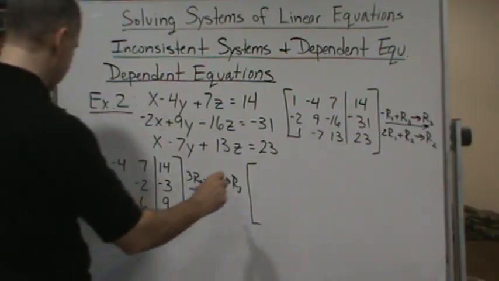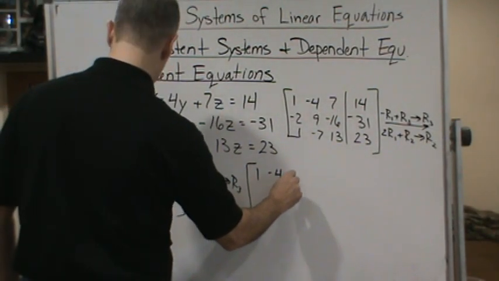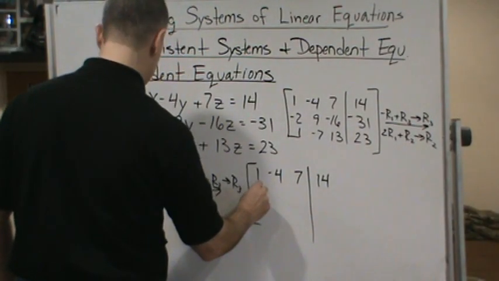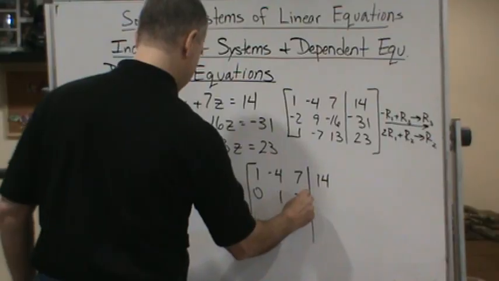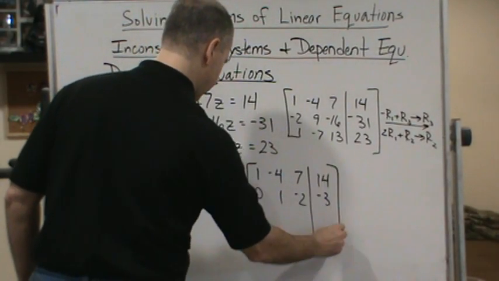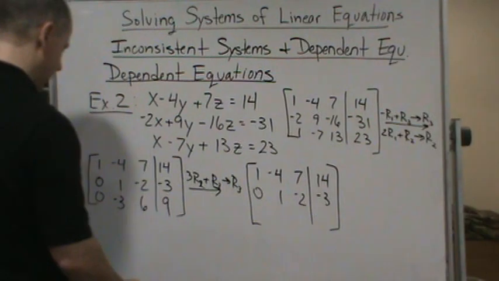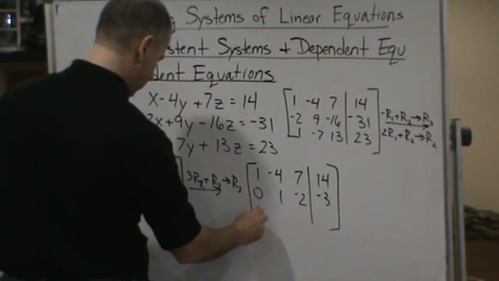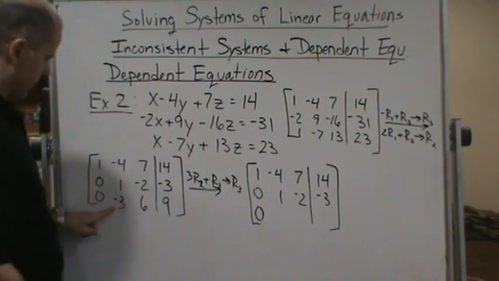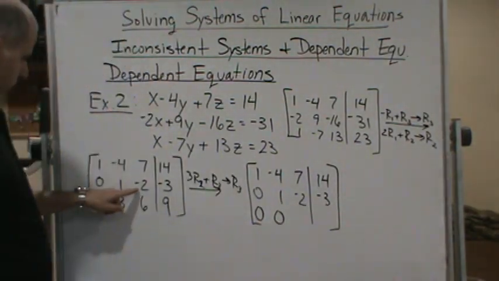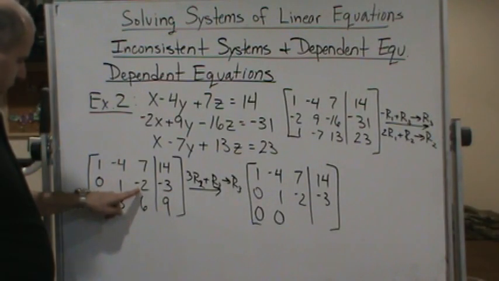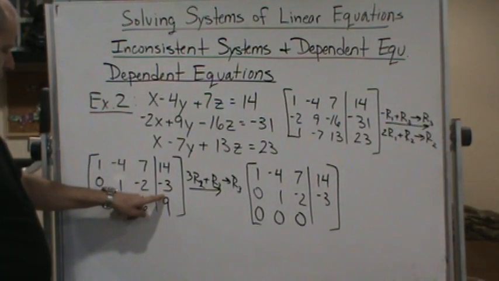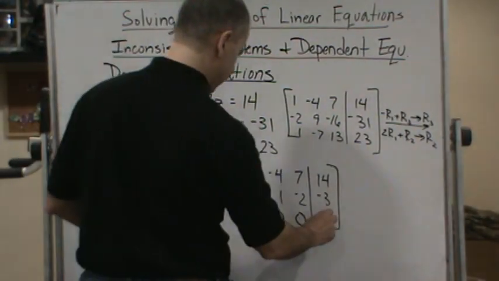Okay, so rows 1 and 2 are going to stay the same, so that's going to be 1, -4, 7, 14, and this will be 0, 1, -2, -3. And then the third row is just going to become zeros, right? 3 times this plus this is 0. 3 times 2 is 6, plus -6 is 0. And 3 times -3 is -9, plus 9 is 0.